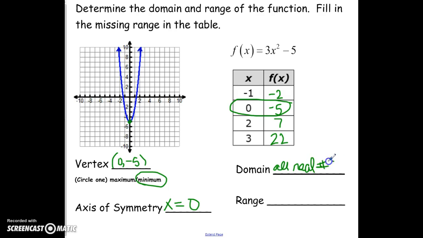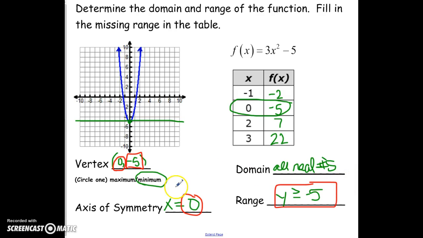Remember, I can use any x value and I'm able to find a value for y. The range, however, in this case stops at my vertex, and all my y values are greater than or equal to my vertex. So if you hadn't noticed this before, the x value of the vertex goes with the axis of symmetry. The y value of the vertex goes with the range. And if I know that my vertex is a minimum, my y values have to be bigger than that, which is how we get y is greater than or equal to -5.